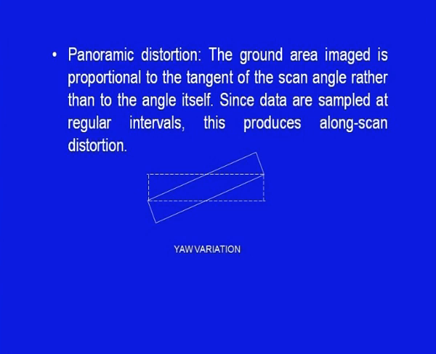Next is panoramic distortion. The ground area that is being imaged is proportional to the tangent of the scan angle rather than the angle itself. Since the data are sampled at regular intervals, this produces an along scan distortion. This is conceptualized in the figure shown below, and the solid lines show the actual manner in which the data has been collected, whereas the dotted one shows the theoretical shape of the image that should have been there.